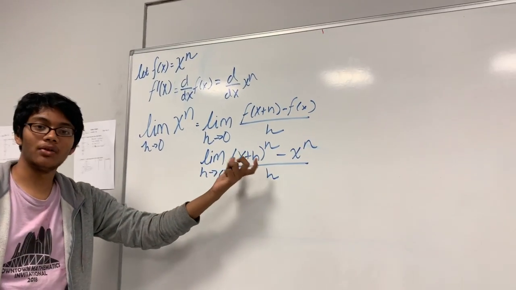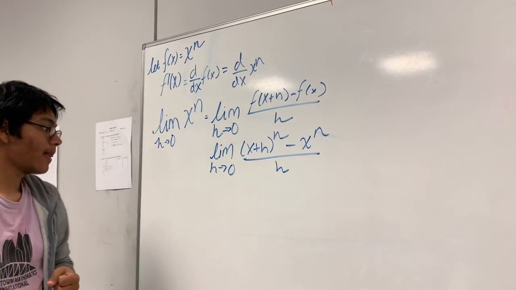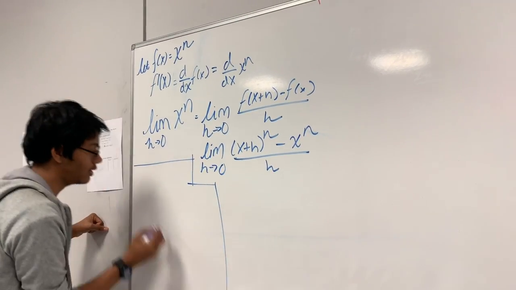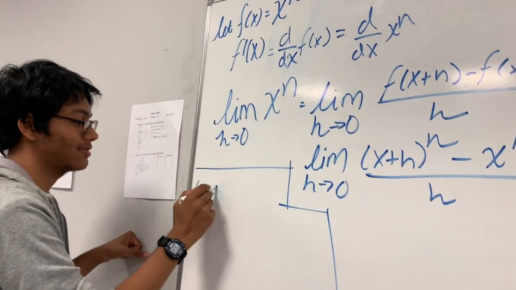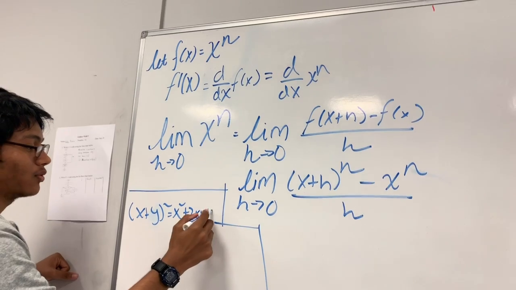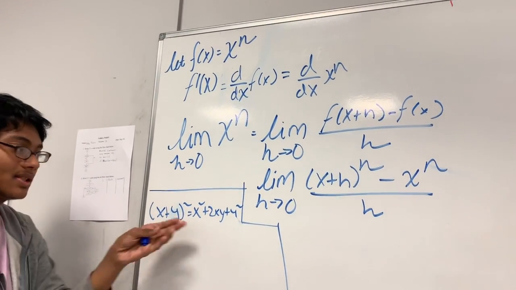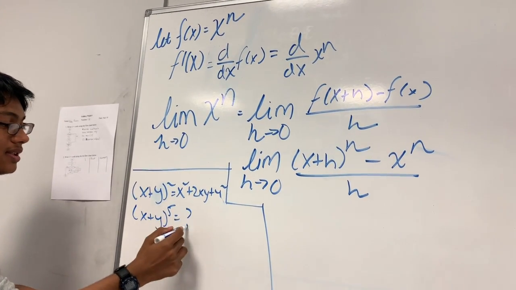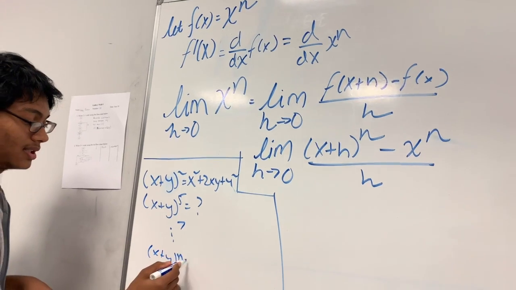This is of course a binomial, right? x plus h to the n. How do we expand this binomial? Well, in elementary school, you probably remember x plus y squared is equal to x squared plus 2xy plus y squared. But given that x plus y squared is this, how do you find out what x plus y to the 5 is? x plus y to the 7, and x plus y to the n ultimately.